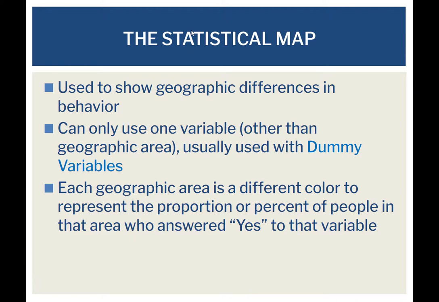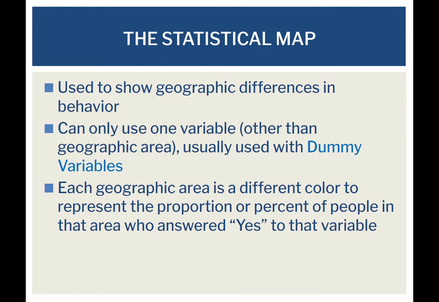Next, and finally, we have a statistical map. These can be used to show geographic differences in behavior. Sometimes we also call them cartograms. They can use only one variable other than the geographic area, which is usually used with a dummy variable.